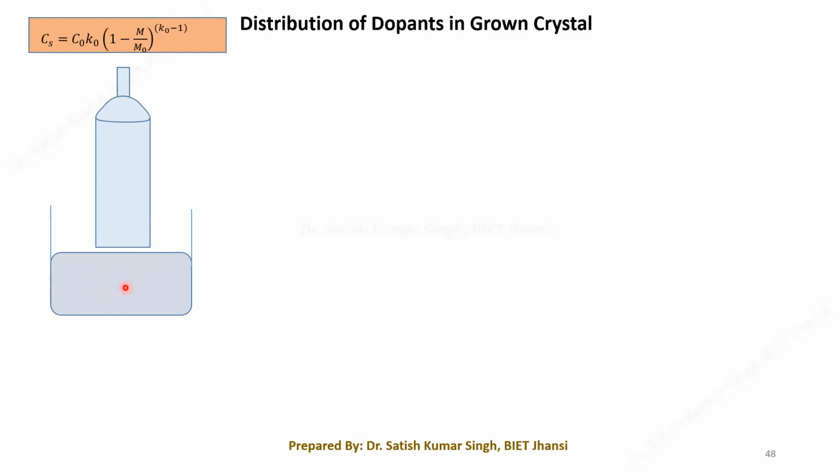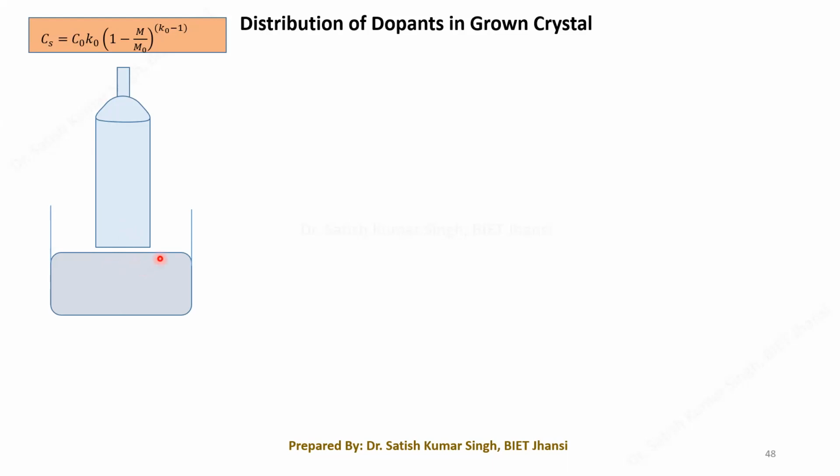But as soon as we start pulling this, the melt initially contains C naught concentration, but only 0.7 C naught is going into this particular crystal, because this K naught has a value equal to 0.7. So only 70% of the concentration available in the melt is being transported to this crystal. Only 70% is going into the solid state, and the 30% is being rejected into the melt.